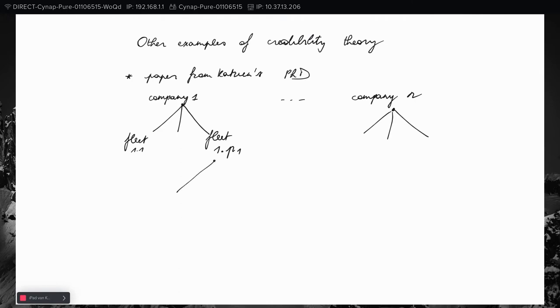Within each of those, we have several vehicles, several drivers, let's say. And each of those drivers was followed over time, time one up to time T or something. You see the structure coming up? Any idea how we call such a data set in statistics?